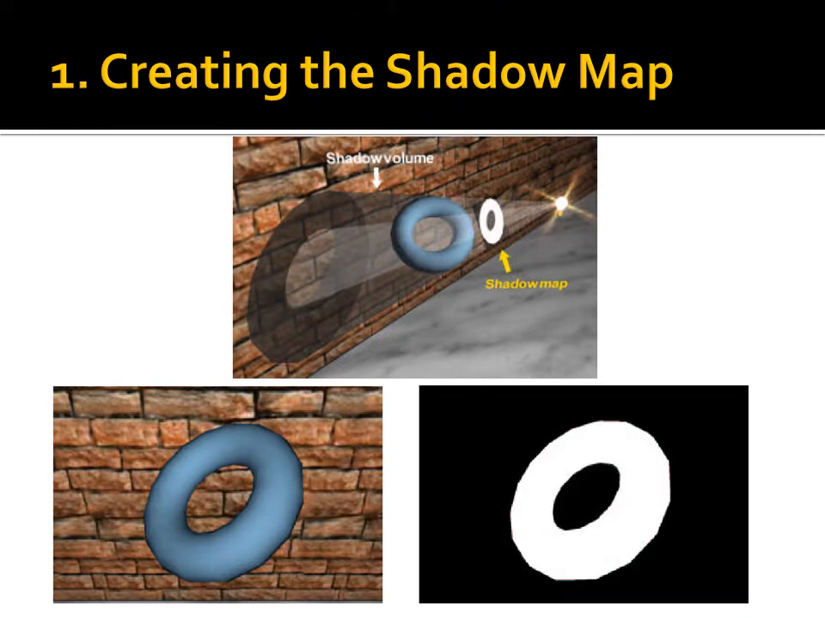Here's a visual representation of the shadow map creation. We're taking a perspective from the point light source at the blocker object and creating the silhouette shape of the object and putting it onto a texture that we can use later to render the shadow on the receiver.